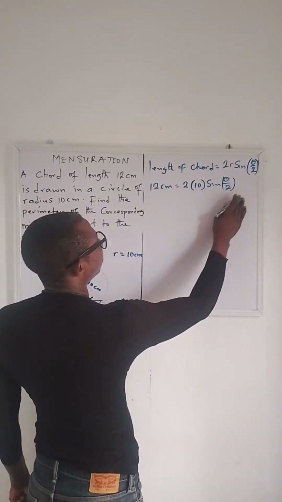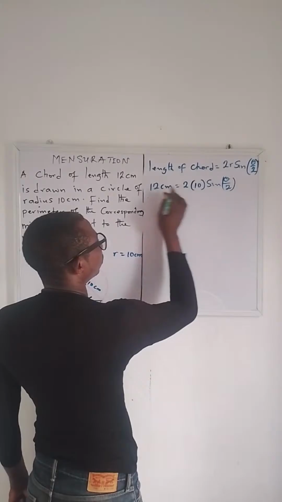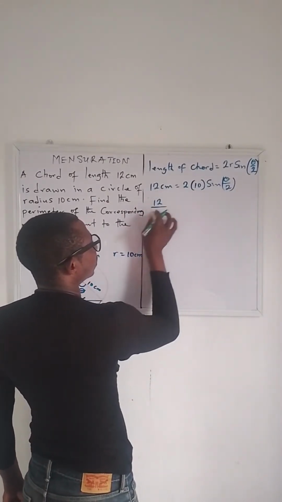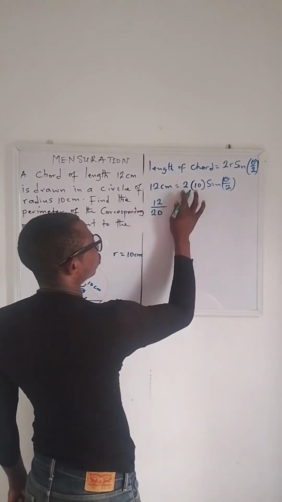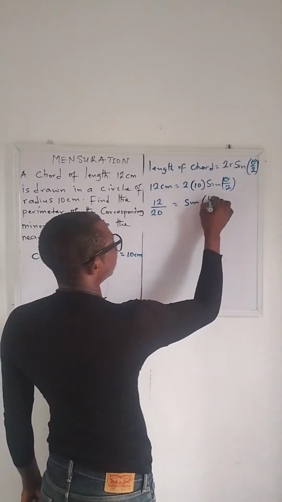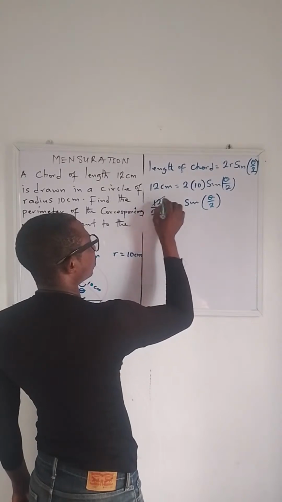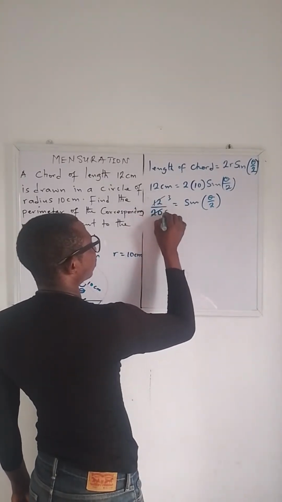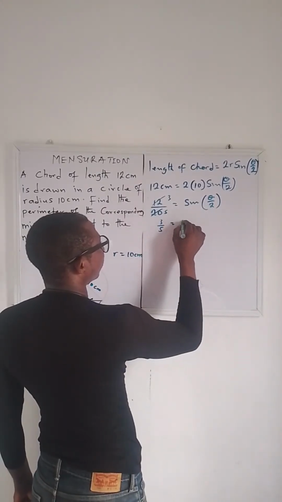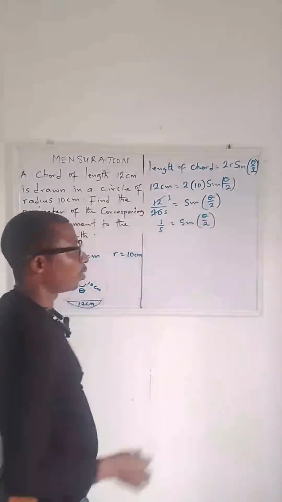So you can first divide both sides by the coefficient of sine theta over 2. So we have 12 over 20, because 2 times 10 is 20, equals sine theta over 2. You can simplify this one: 4 goes here 3 times, 4 goes here 5 times. So we have 3 over 5 equals sine theta over 2. I hope you get that.